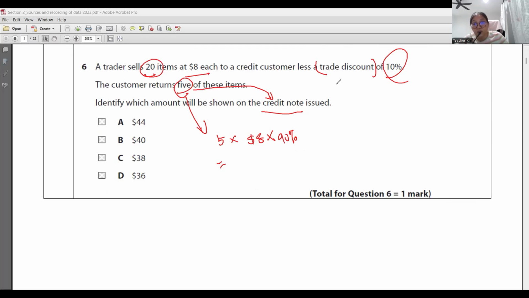Trade discount has no accounting entry, so you don't need to record it. Just take the net amount into the account. This is a customer return, under the sales return account. So 5 times 8 is 40, and 40 times 90% is 36. So the amount is $36 that we need to keep.